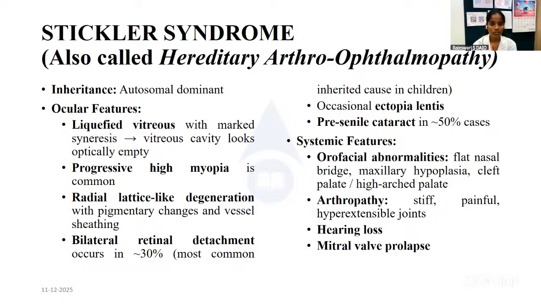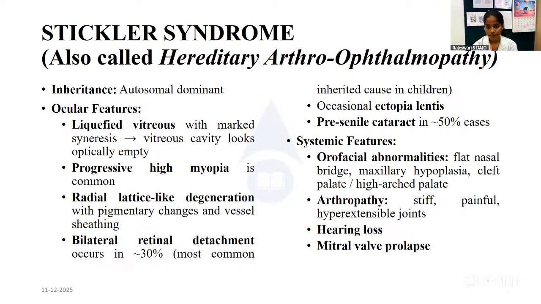Stickler syndrome. Inheritance: autosomal dominant. Ocular features: liquefied vitreous with marked syneresis. Vitreous cavity looks optically empty. Progressive high myopia is common. Radial lattice-like degeneration with pigmentary change and vessel sheathing. Bilateral retinal detachment occurs in 30%. Occasionally ectopia lentis. Presenile cataract in 50% of cases.